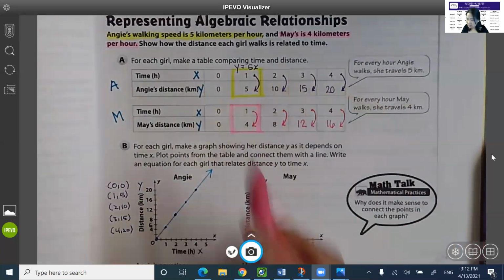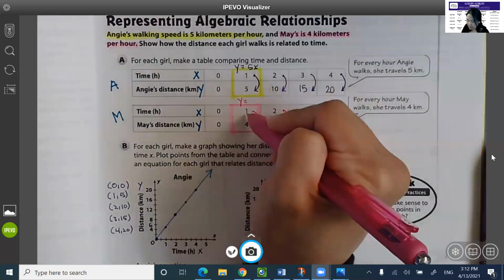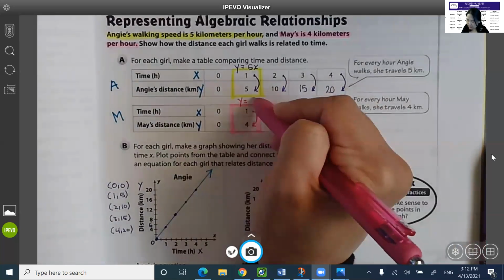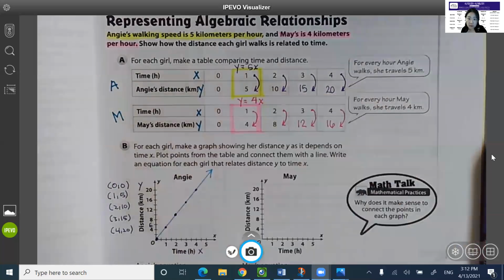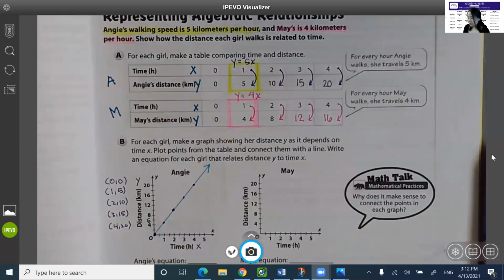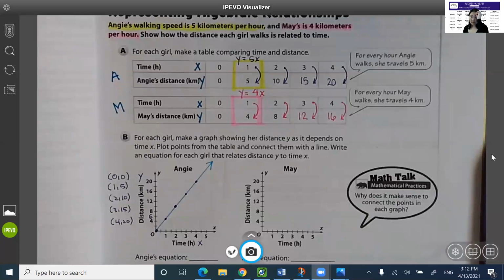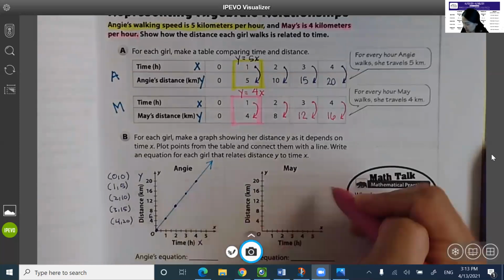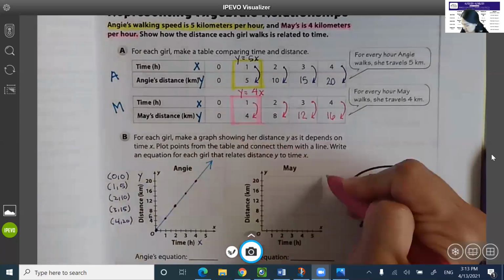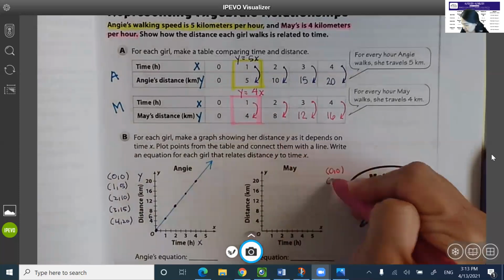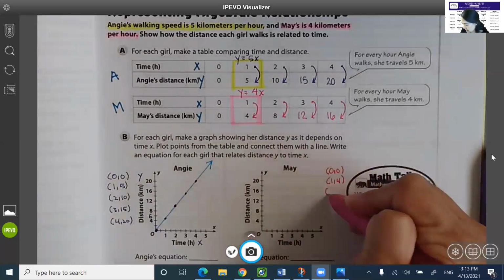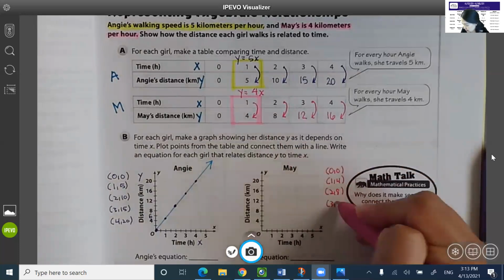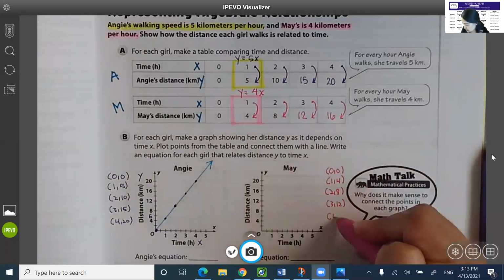What is the equation? To get y, what did you have to do to x? You had to multiply x times 4. So the equation will be y equals 4 times x. Okay? All right, so let's go ahead and grab Maize Speed, okay? So for Maize Speed, let's first write the ordered pairs. 0, 0, 1, 4, 2, 8, 3, 12, 4, 16.